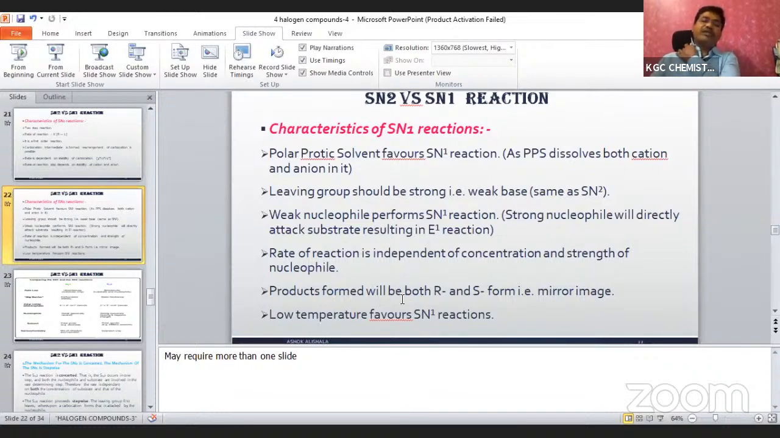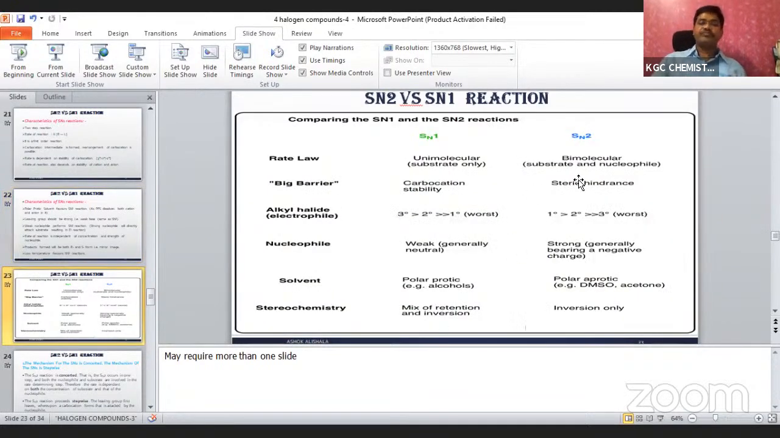Products formed will be both R and S, that is called mirror images. Low temperature favors SN1. For SN2 also, low temperature favors. See, this is the difference between SN1 and SN2.